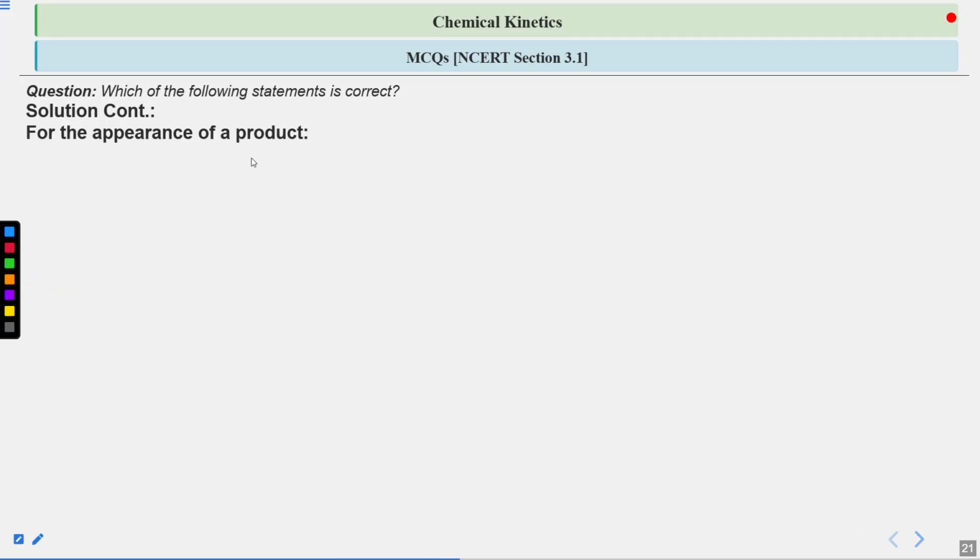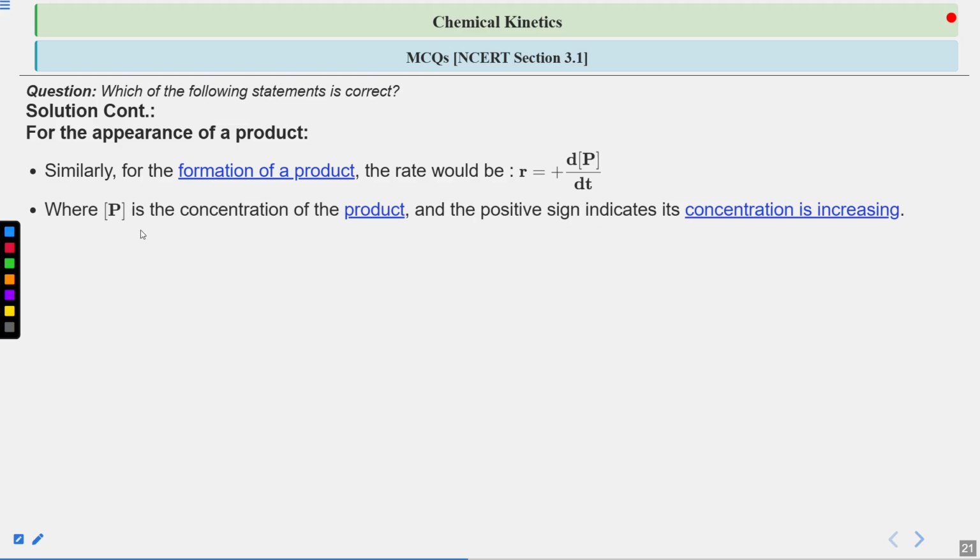Now for the appearance of a product, similarly for the formation of the product, the rate would be R equals positive dP by dt, that is the change of the concentration of the product, whether it is increasing or decreasing, divided by dt. Here, P in the square brackets represents the concentration of the product, and the positive sign indicates that concentration is increasing. After calculation, the change of the product concentration, dP, is going to be positive.